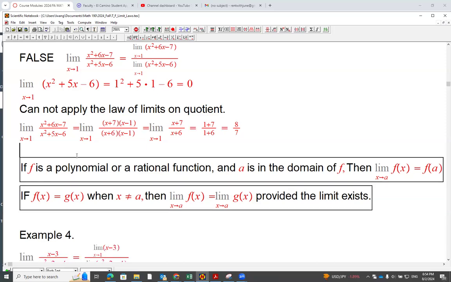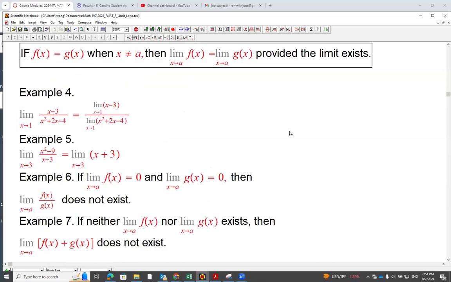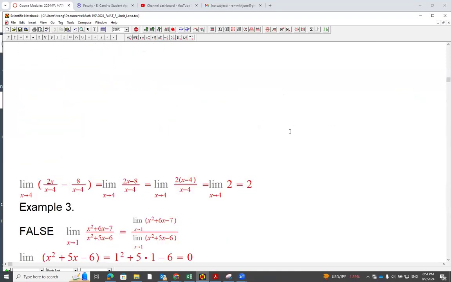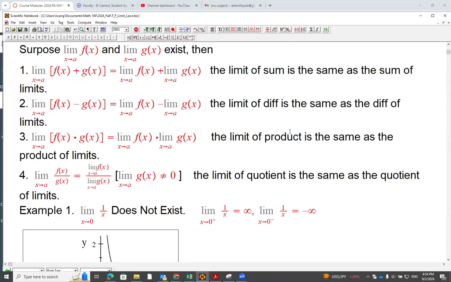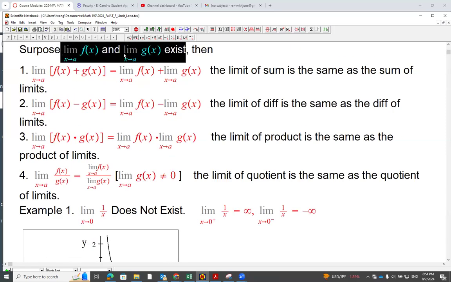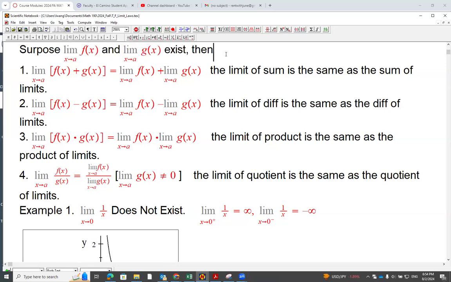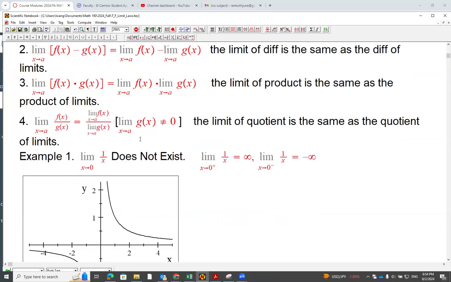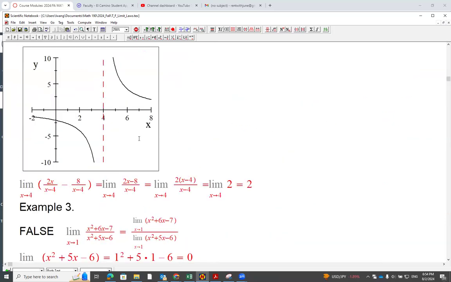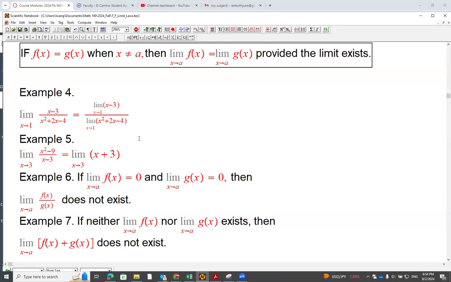So to apply the limit law, we must understand that we have to honor the conditions required before the limit law can be applied, which is to verify that both individual limits exist. This is very important. So now let's look at the next one.